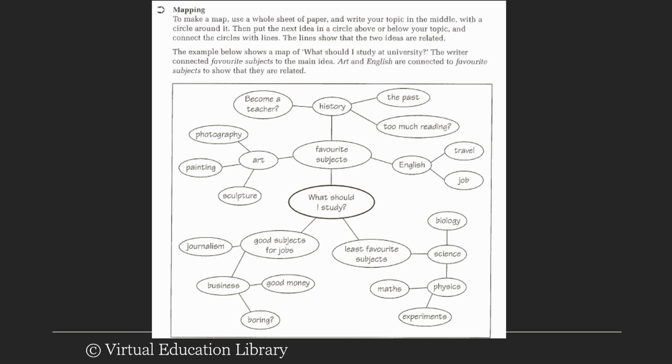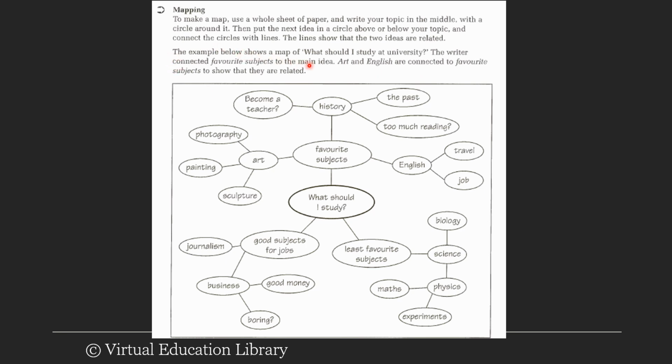Now, mind mapping. This is one of my favorite strategies to make a mind map of any topic. To make a map, use a whole sheet of paper and write your topic in the middle. A big cloud should be drawn in the middle, and your topic should be written in that with a circle around it. Then put the next ideas in a circle above or below your topic and connect the ideas with lines. The lines show that the two ideas are related.